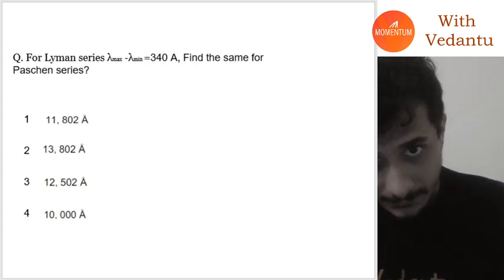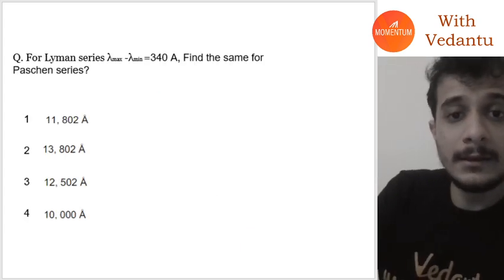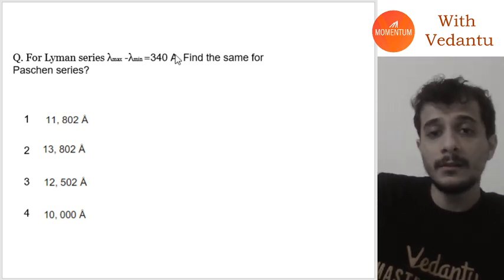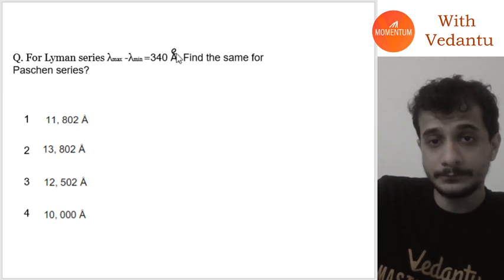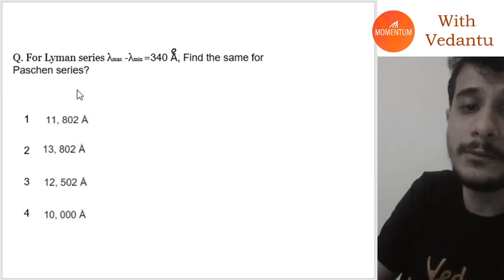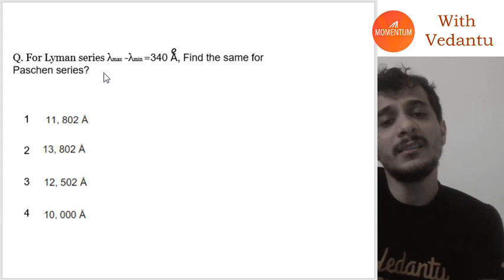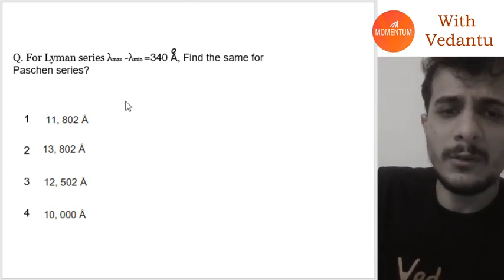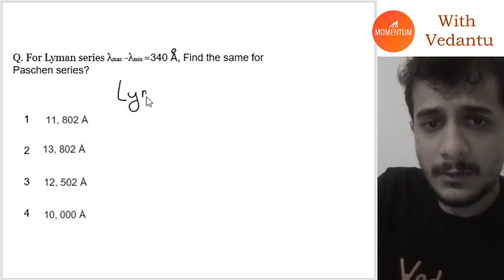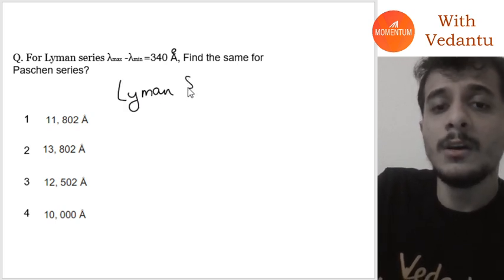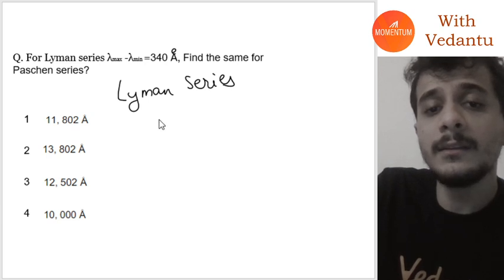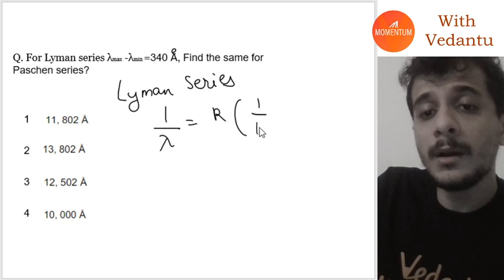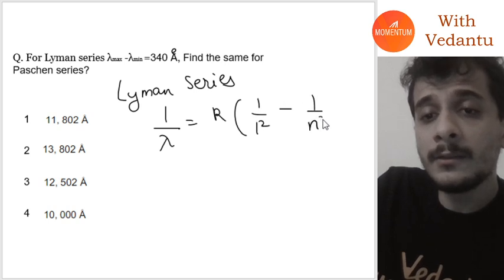Okay, next, if you have to find the lambda max minus lambda min for Lyman series, it will be 340 angstroms. You have to find the same for Paschen series. Now guys, in such questions, whenever such data is given, you have to use that data somehow. So if I talk about Lyman series, the wavelength is given as 1 by lambda is equal to R into 1 by 1 square minus 1 by n square.